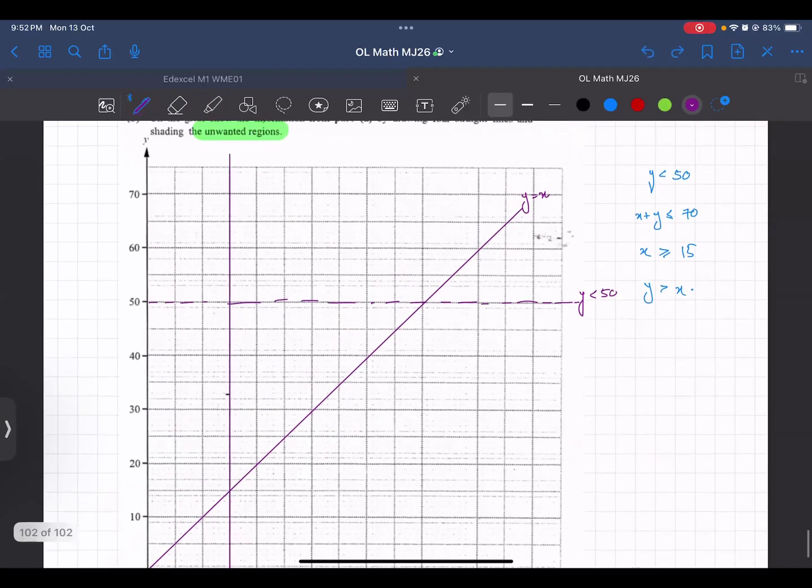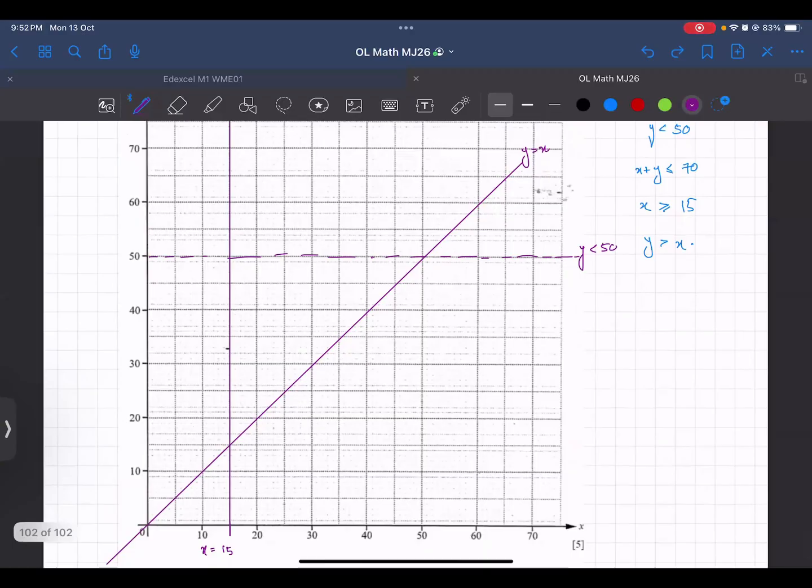And then the last one, x plus y equals 70. So your y-intercept is 70 and your x-intercept is also 70. If you put in your y as 0, your x comes out as 70. And if you put in your x as 0, your y comes out as 70. So these 2 points.